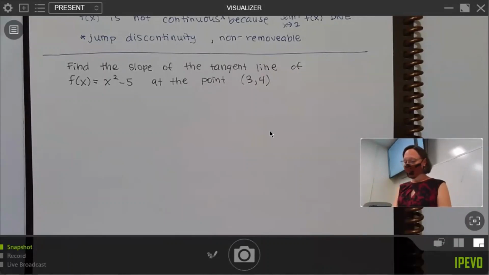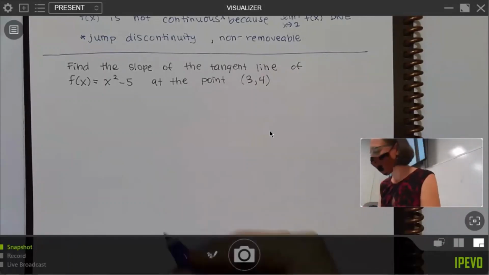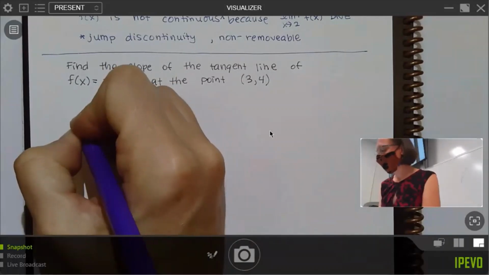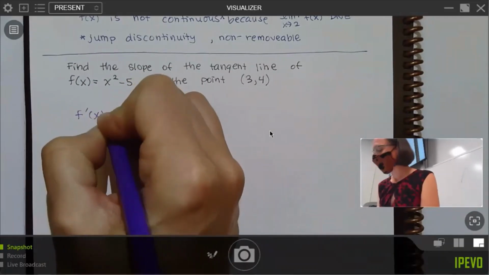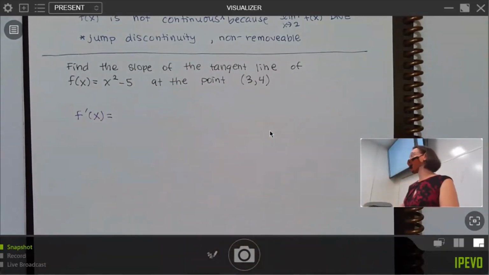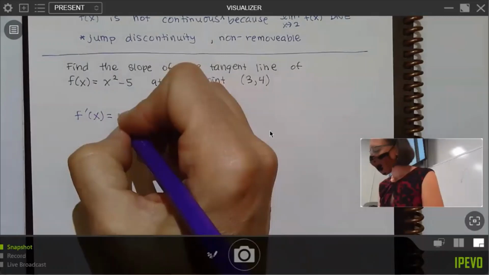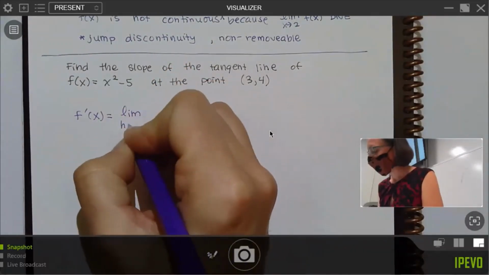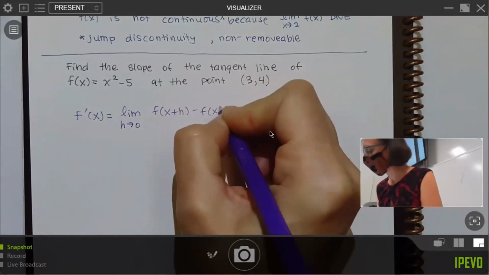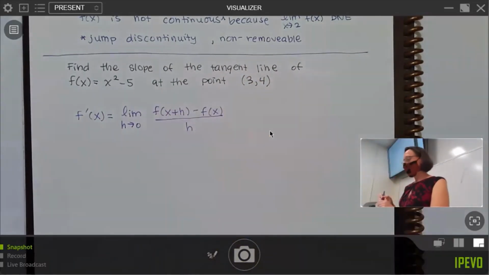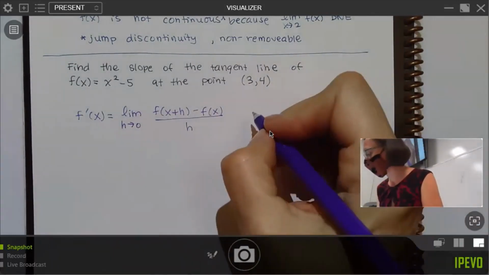So in general, our limit definition of the derivative at a point would look like, well, actually, I'll just write it generally. So our limit definition of the derivative, and I'm using the notation of f prime, but you could also use dy dx or df dx. All of those would be appropriate notation. This is the limit as h approaches 0 of f of x plus h minus f of x all over h. Now that's generically for any old x value. That's how I would find the slope of the tangent line.